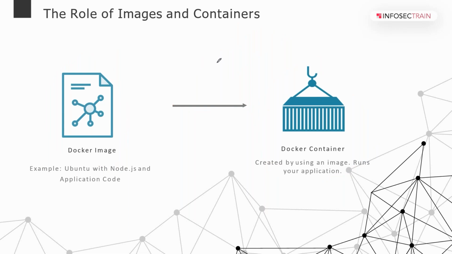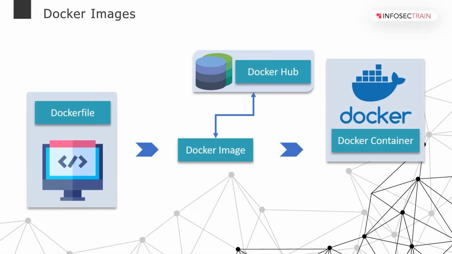So I'm going to show you from where we can get the images. There are two ways. The most commonly used way is called Docker Hub. There is a centralized repository by Docker. Repository means collection. We have a centralized repository by Docker called Docker Hub.